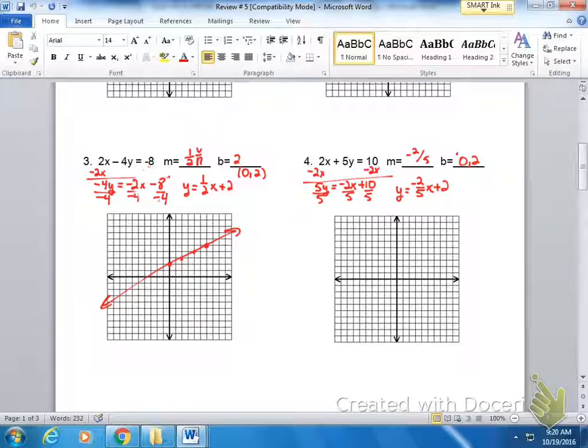So I have over 0, up 2. It's negative, so I'm going to go down and to the right. Down 2, right 1, 2, 3, 4, 5. Sorry, miscounted there. Down 2, 1, 2, 3, 4, 5. I need one more point, so I'm going in the opposite direction. I'm going to go up 2 and left 5. And there's your line.